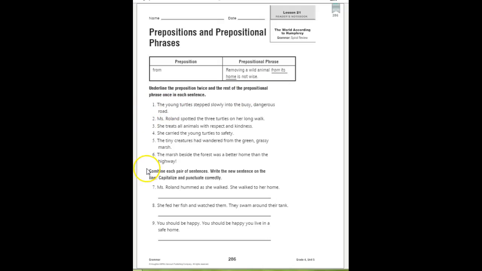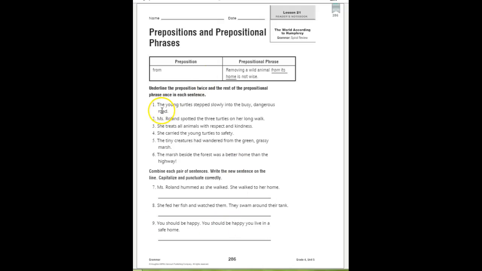For the numbers 1 through 6, you're going to underline the preposition twice, and then the rest of the prepositional phrase just once in each sentence. 7, 8, and 9, you're going to combine pairs of sentences, writing the new sentence on the line. Make sure to capitalize and punctuate correctly. You are going to use a preposition to combine the two sentences.